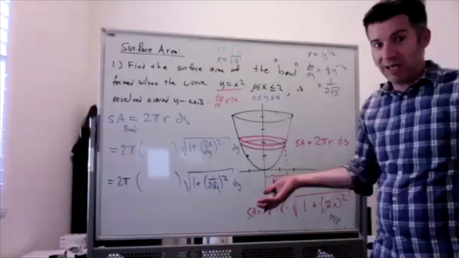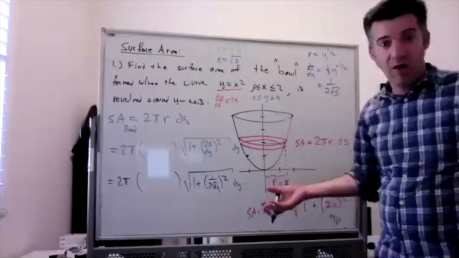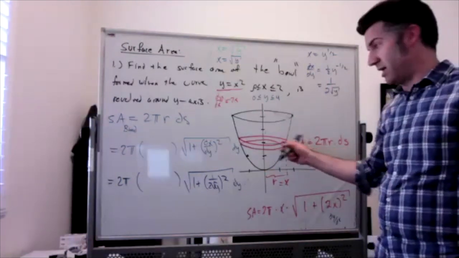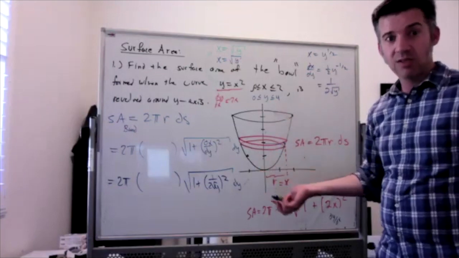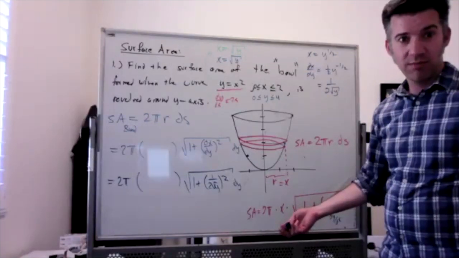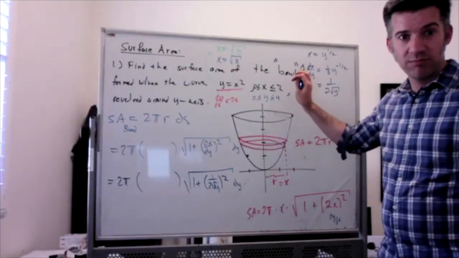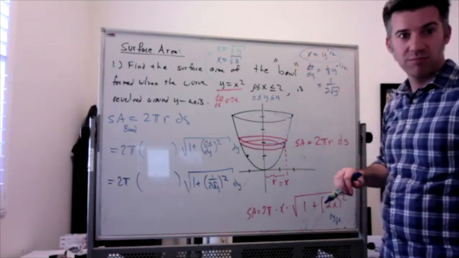Is the radius still x? Well, yes and no. Yes, it's still x in that it's still the same thing, but we can't use x because we're in terms of y. So what is x equal to in terms of y? Would it be just y? Oh, I see.